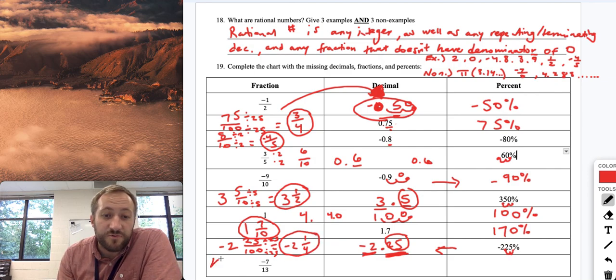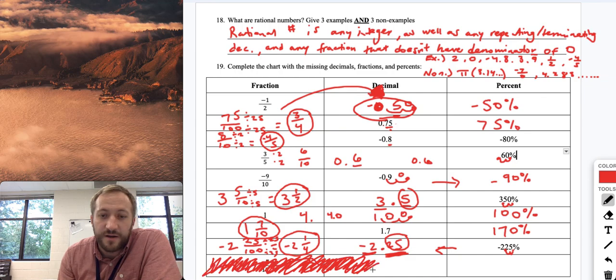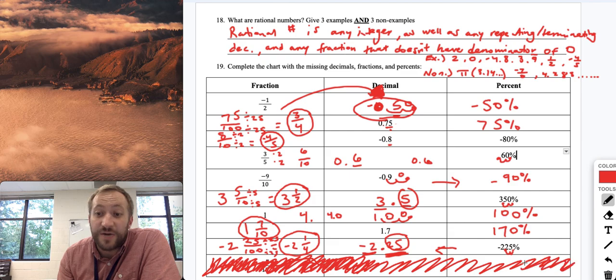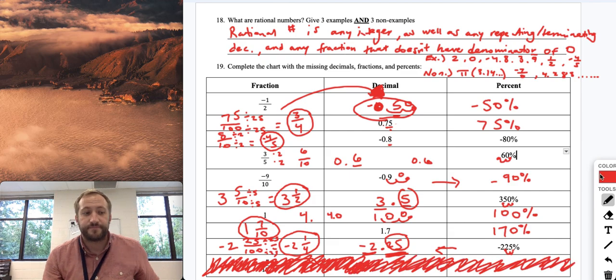Don't worry about this one right here. That's a different kind of decimal. It goes on forever. It's not a rational number. It was just a mistake on my part. I meant to put a different number as the denominator, and I didn't. So just ignore that one. Don't do it. That is an irrational number. So don't worry about that one.